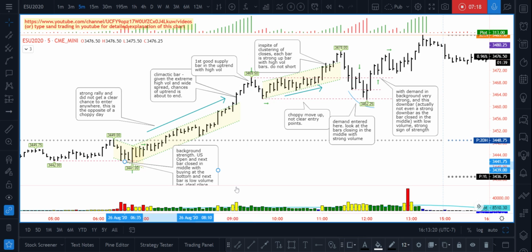it started going down. The volume declined after this one. See these three bars, the volume declined. Okay, and these are also narrow bars, right? But nevertheless, it's a declining volume, meaning buyers are not that strong after the climactic bar.